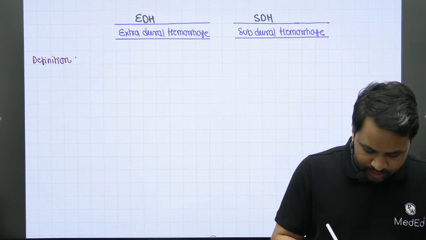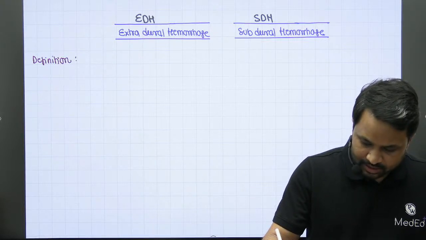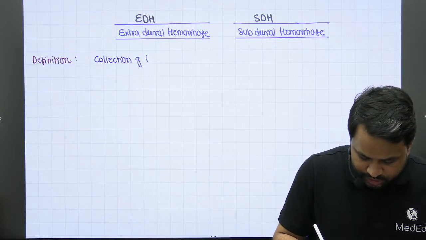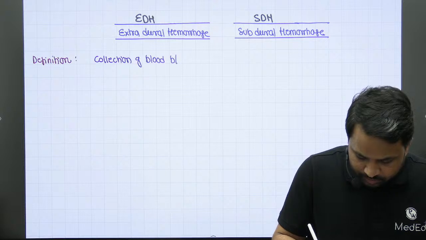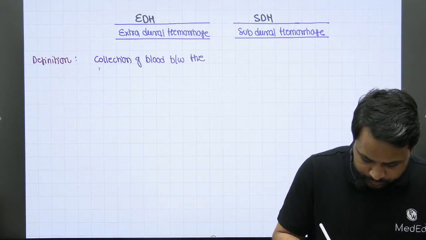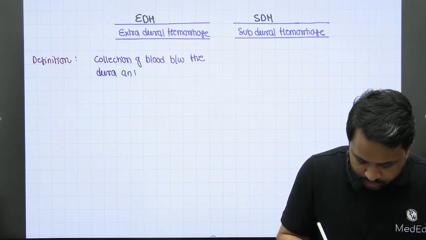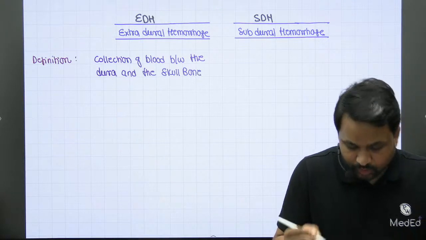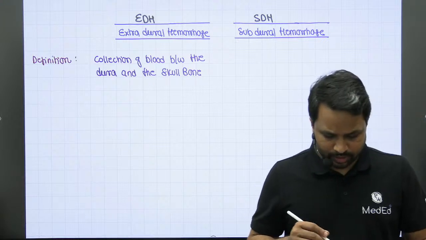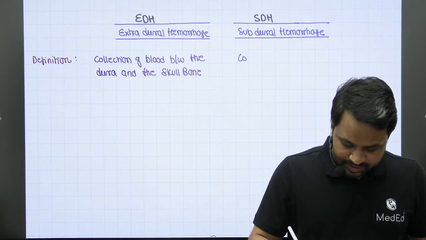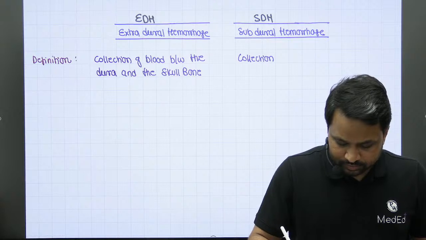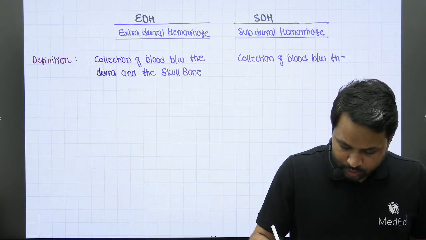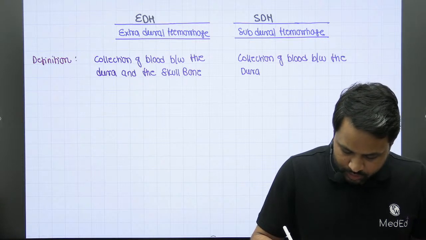So talk about definition. Remember EDH, it is defined as the collection of blood between the dura and the skull bone, which we have just learned about. What is an SDH? SDH is defined as the collection of blood between the dura and the arachnoid membrane.